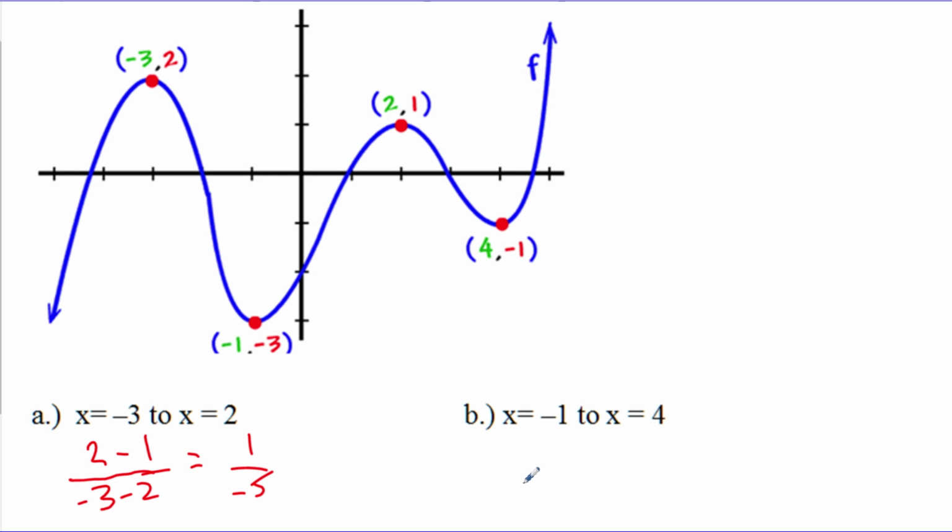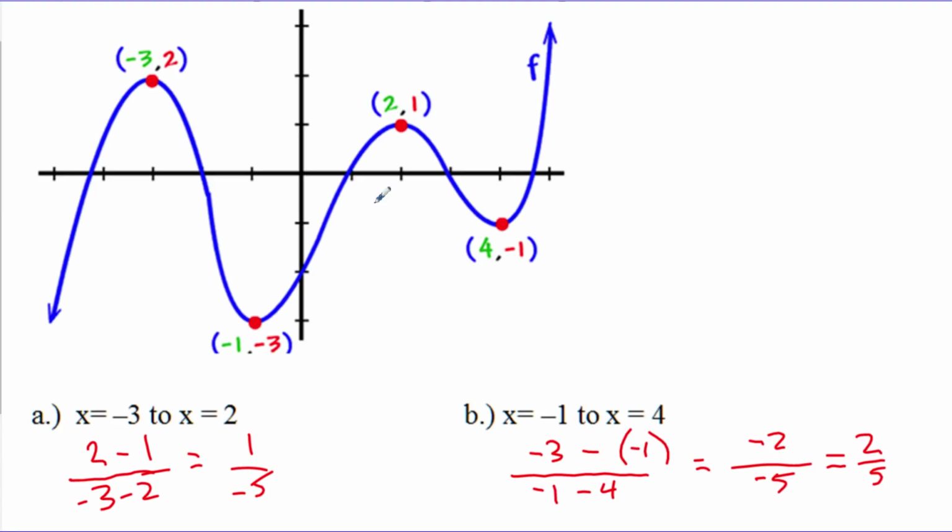And then I can do the same thing over here. My x values go on the bottom. So I'm going to say negative 1 minus 4. And if I go to negative 1, it looks like my output is negative 3. And if I go to 4, my output is negative 1. So be careful, you're subtracting negative 1. So it looks like negative 2 over negative 5, which I can simplify, make that positive, and say 2/5. So 2/5 would be the average rate of change over the interval from negative 1 to positive 4.